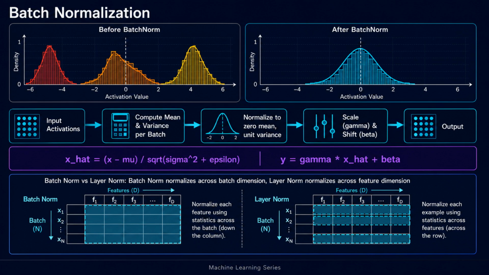This stabilizes training, allows higher learning rates, and often reduces the need for other regularization techniques like dropout. A related technique is layer normalization, which normalizes across features rather than across the batch. Layer normalization is preferred for recurrent neural networks and transformers because it does not depend on batch size and works consistently during both training and inference.